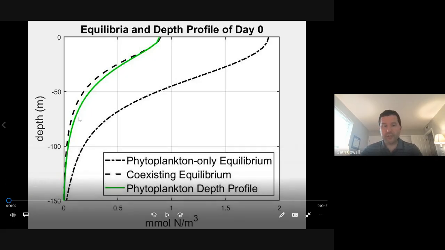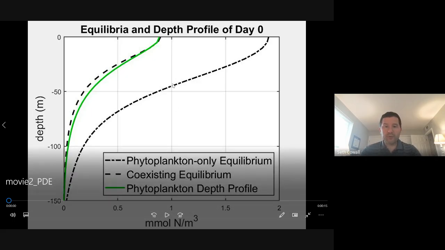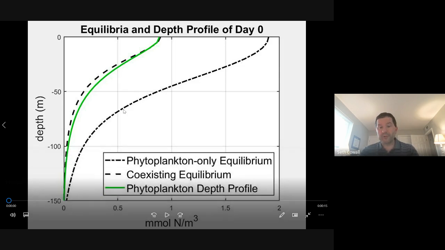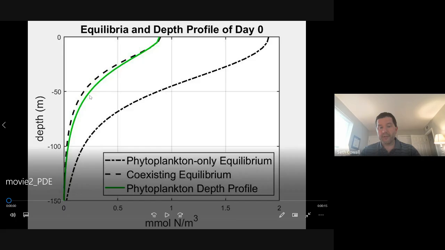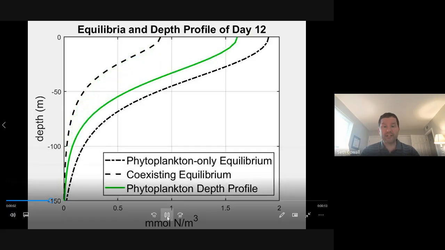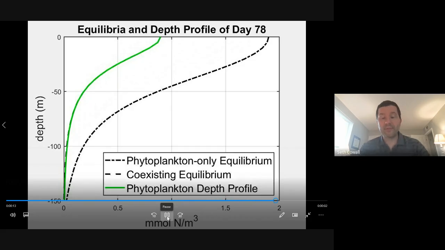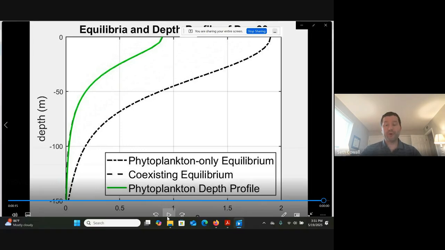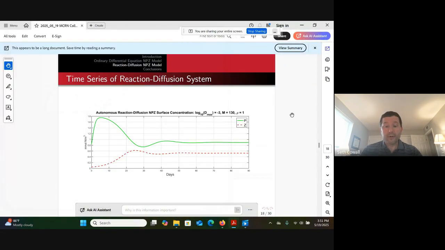Now remember, in the ODEs, the phytoplankton-only equilibrium acted like a saddle point. It attracted the solution at first, and then the solution drifted away from it and settled back into the coexisting state. That happens all at once pretty quick here. So first it heads towards the phytoplankton-only equilibrium and then settles back into the coexisting state, and thus the system is back into a post-bloom balance.